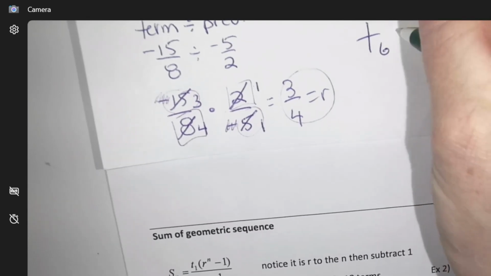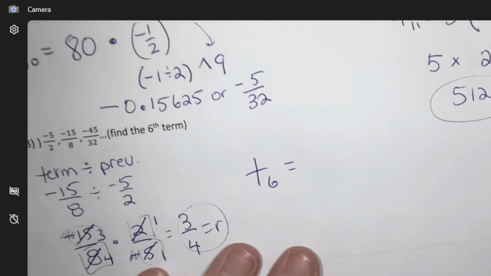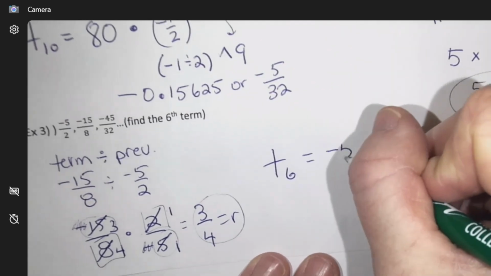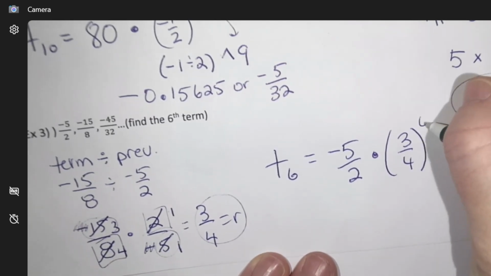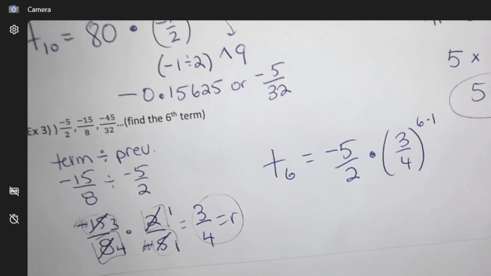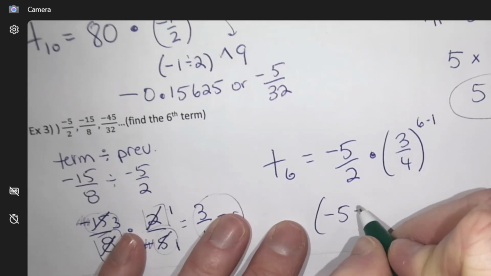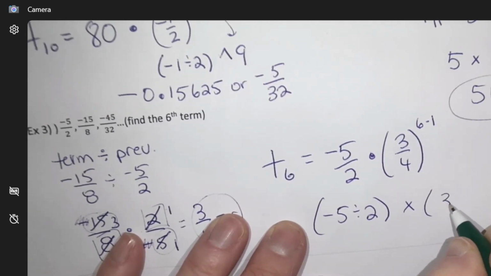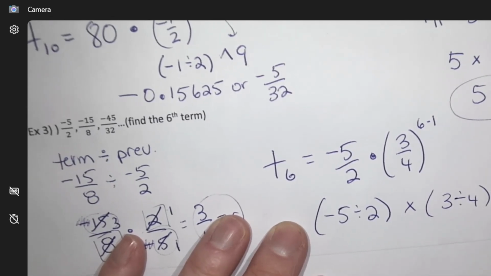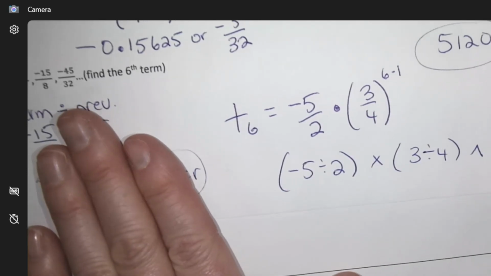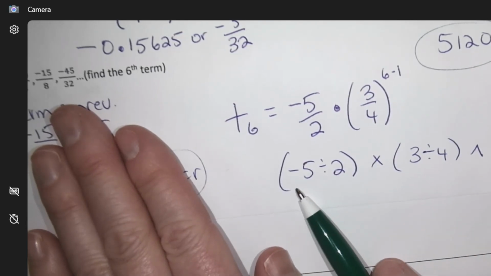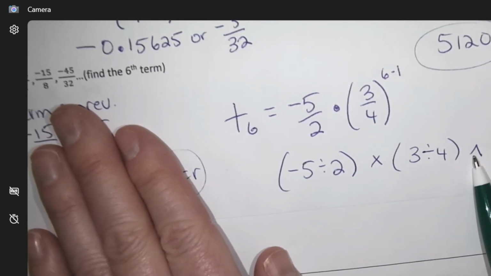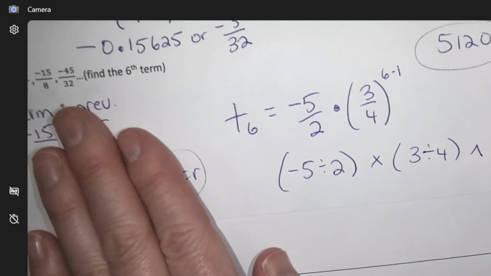Okay, here we go. Term 6. Formula. Term 6 equals term 1 times 3/4 to the 6 minus 1. You don't write this, but I'm showing you what kinds of buttons I'm doing on my calculator. I'm doing this in brackets times this in brackets to a 5th exponent. That's what I would do.